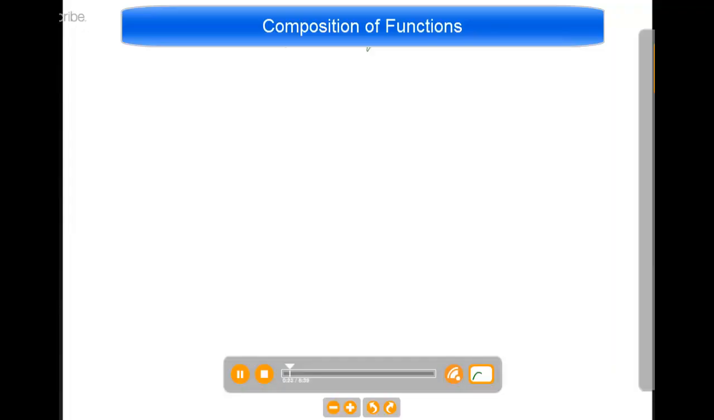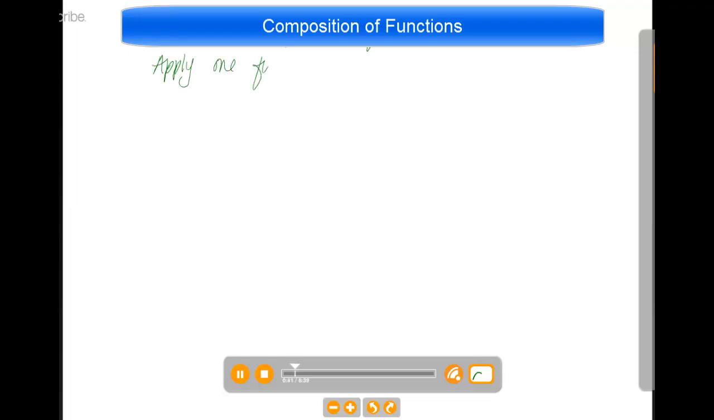Composition of functions, for some reason it's like one of my favorite things. Composition, we want to think about what that word means. When you compose something, you're really creating something, you're putting something together. When you compose two functions, that's essentially what you're doing. You're putting two functions together. We're applying one function after another function.